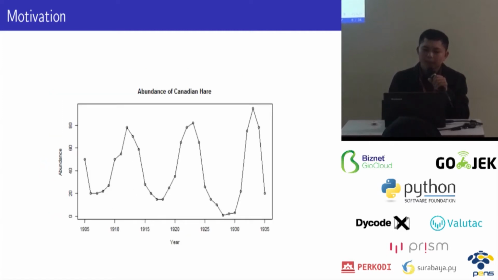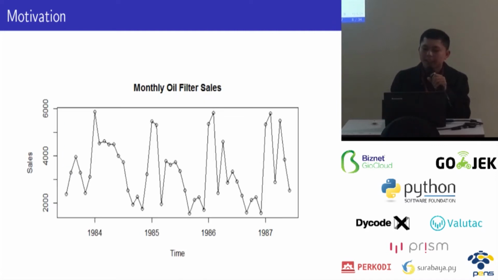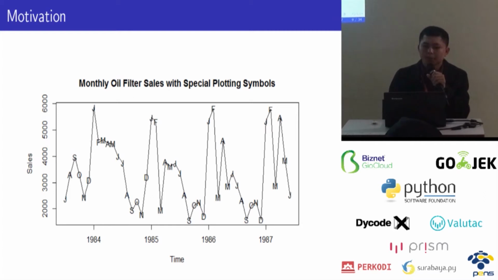Also, we can do some analysis. Here, if we see this data, there's a seasonal pattern. You can see the pattern from year to year. So this data also can be modeled using time series analysis. This is another example of the data, the monthly sales. We can see that during a year there is a pattern from year to year.